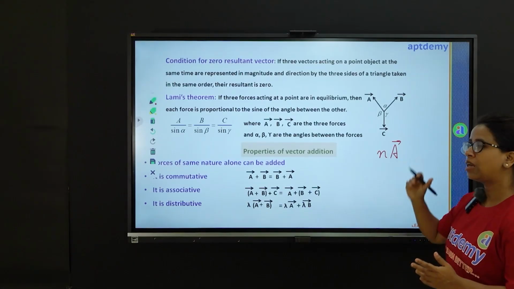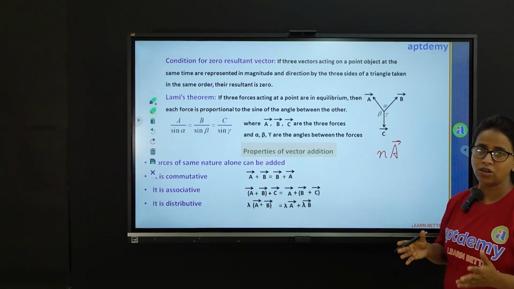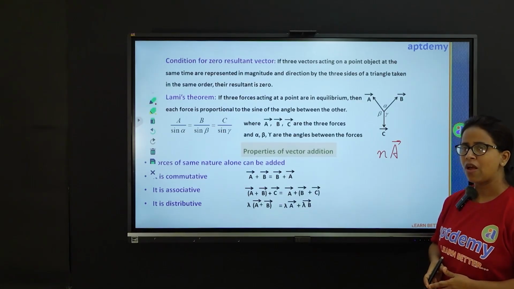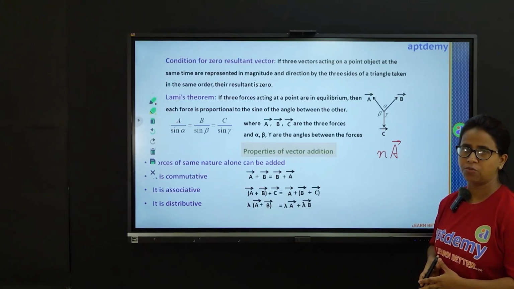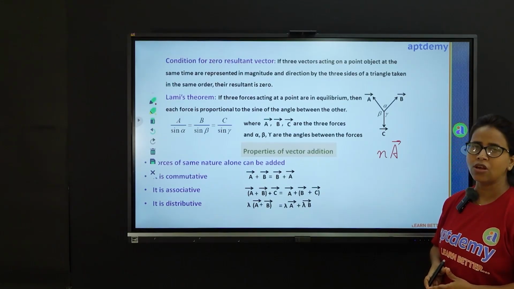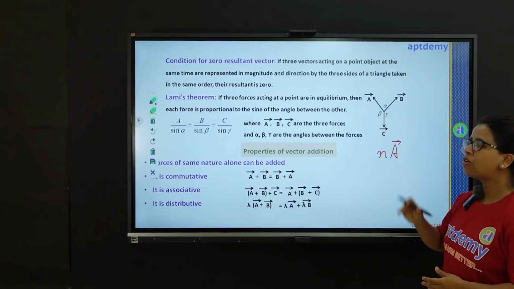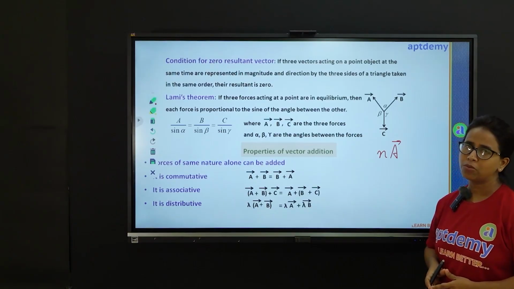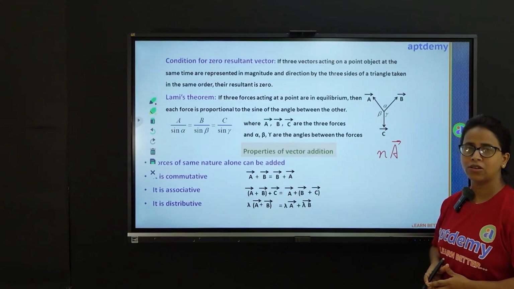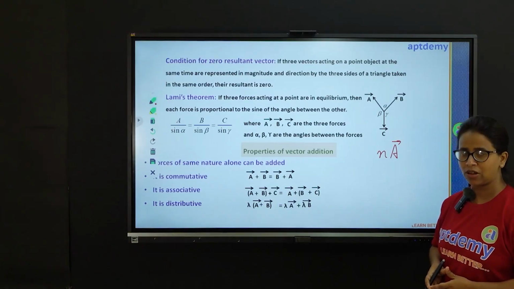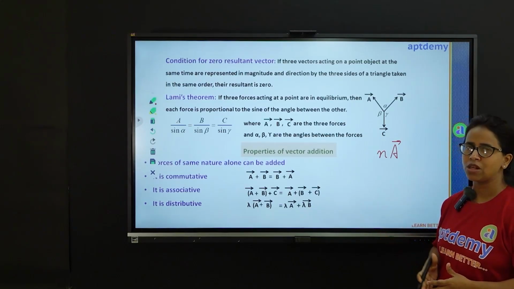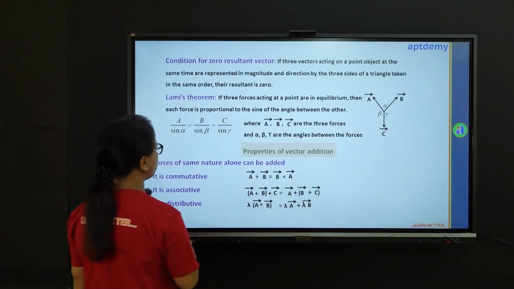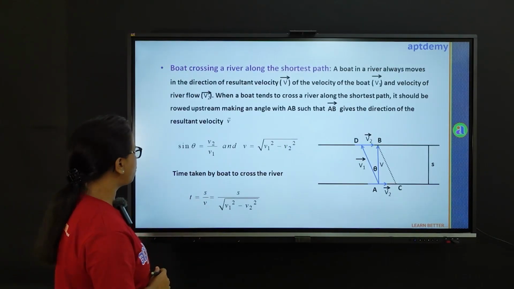That is, if the real number is positive, the direction of the new vector will be the same as that of the initial one, but if n is negative, then the new vector that is produced will have a direction opposite to that of the original vector. Now, what if n is a scalar quantity? If n is a scalar quantity, then the product of n and vector A will give us a new vector whose magnitude is n times that of the given vector A.